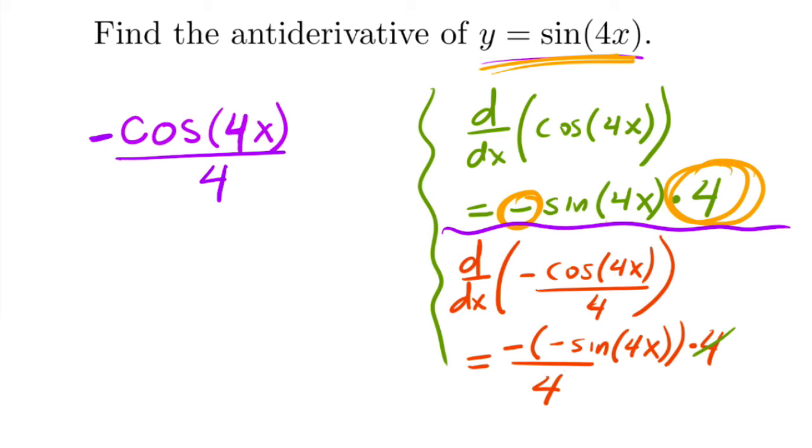Okay, so these cancel. These two negatives turn into a positive, and so you're left with just sine of 4x. Check. Nice work there. So this is your antiderivative.